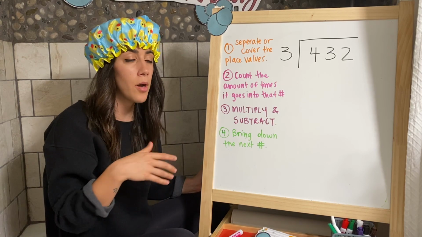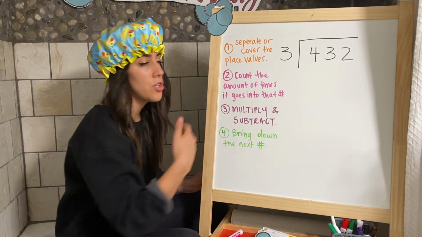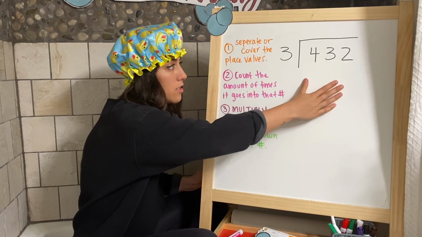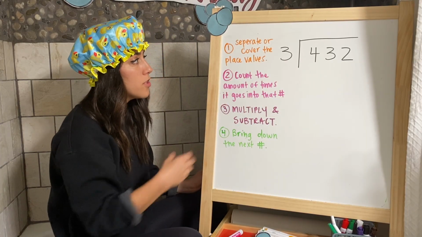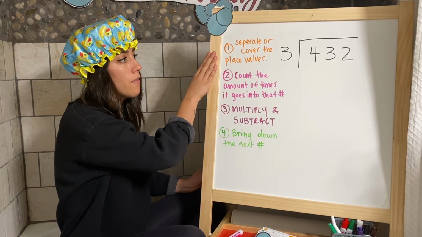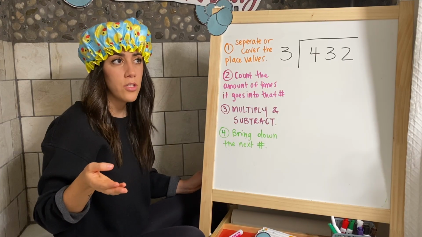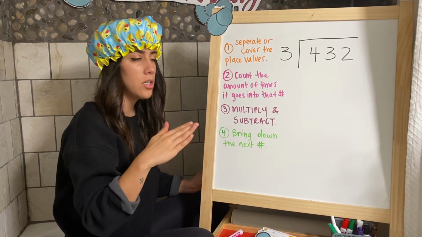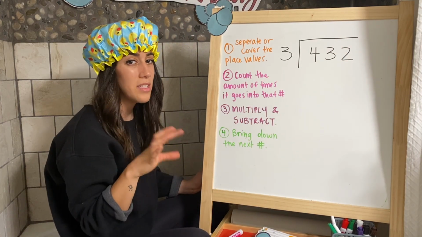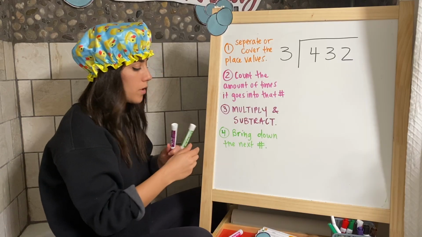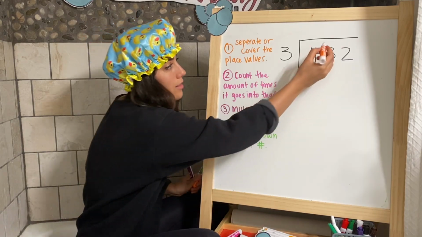So again, it's the same problem. Liliana wants to share her 432 cookies that she's made, dividing them among her 3 friends. The first step I want to do is separate or cover the place values. If you are doing this on paper, grab a different sheet of paper and cover the place values that you don't want to divide into yet. Or you can also just draw a line.